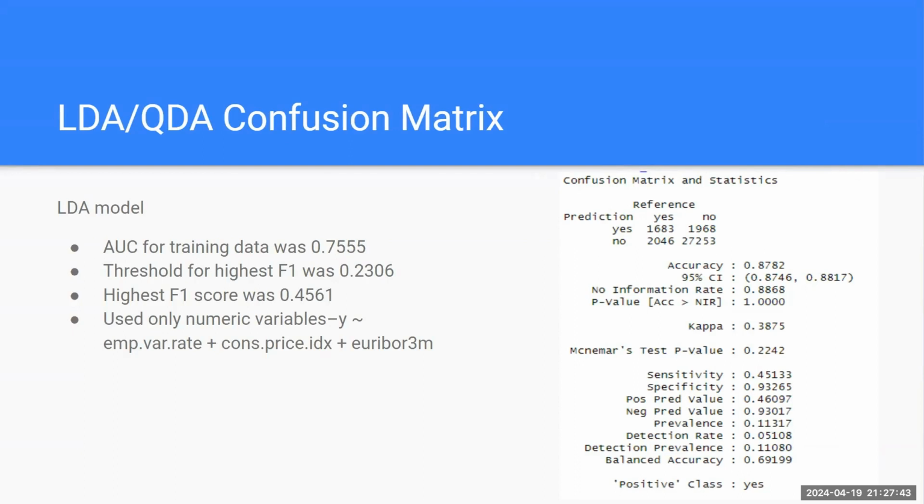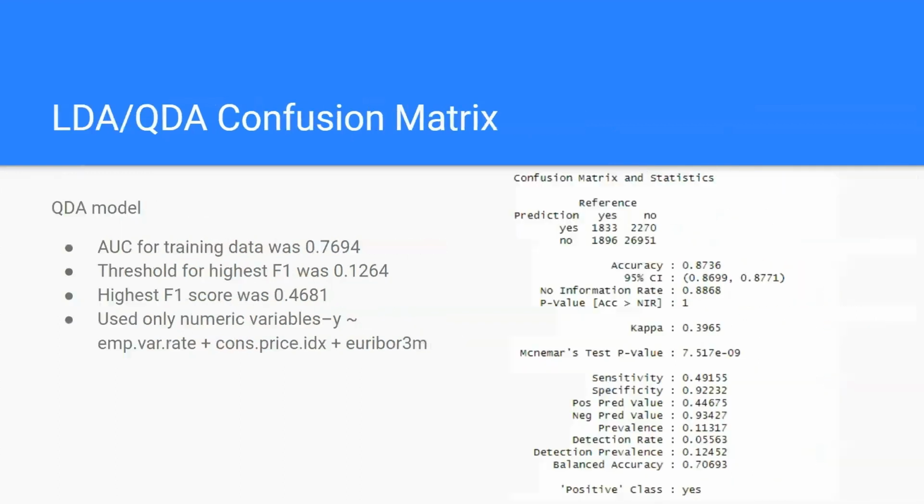Thank you, Aaron. For our next step, we looked at the metrics for our LDA, QDA, and other non-parametric models. For our LDA model, we got the AUC for our training data to be about 5.6%. The threshold for our highest F1 was about 23.06%, and our highest F1 score was 45.6%. We only used numeric variables from our simple logistic model for the LDA model.